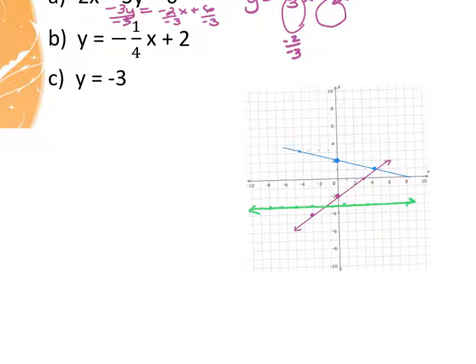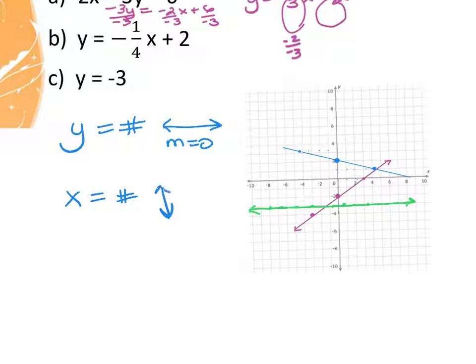Okay. So if it's a y equals a number, it's what kind of line? Horizontal. Horizontal, and it has what kind of slope? 0. And if it's an x equals a number? Vertical. Vertical line, slope undefined. Yep, good.